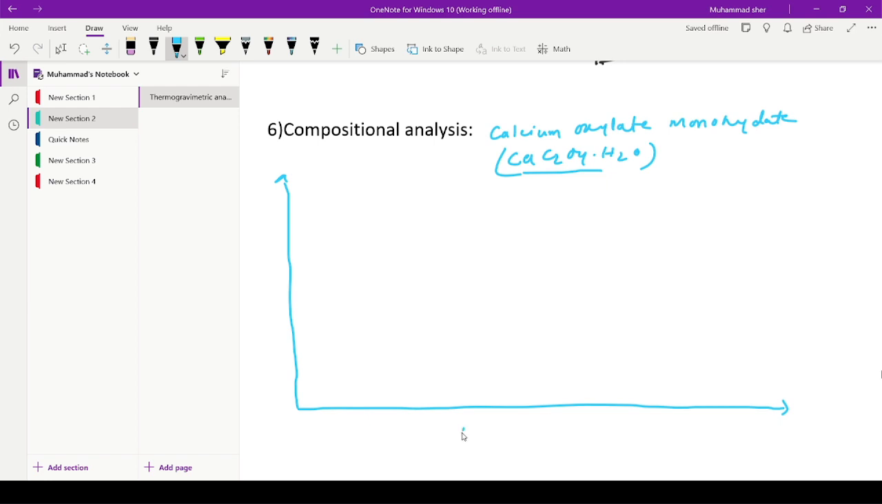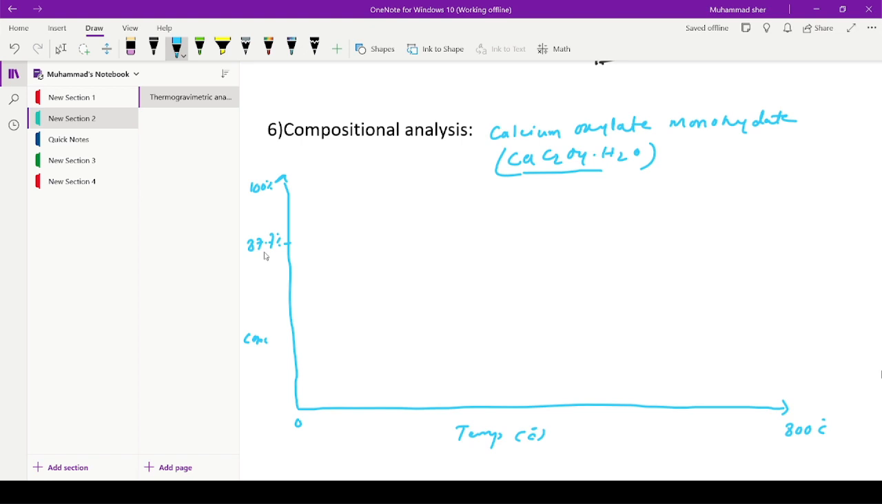We take the temperature on the x-axis and the concentration on the y-axis. Now let the temperature range from 0 to 800 degrees centigrade. Here our concentration at this stage is 100%. After we increase the temperature, the concentration will decrease, as there will be changes in the mass of the substance. So let's say at this stage the concentration becomes 87.7%.